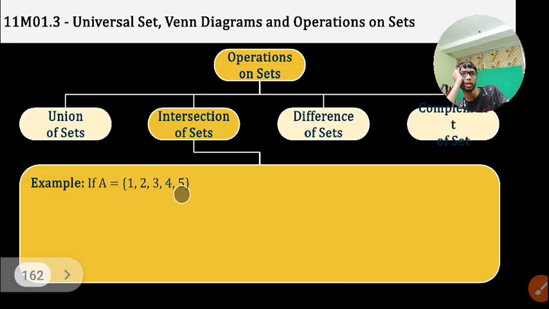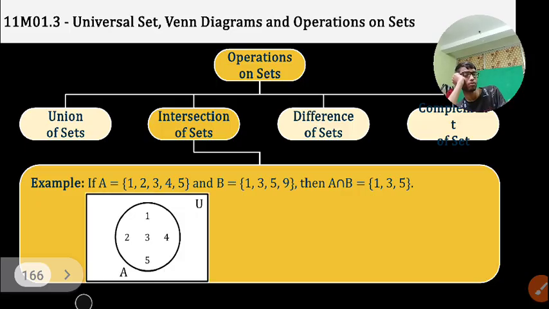Example: if A is this set, with an example we are understanding. In this, what are the common elements in both sets? 1 is also here, 1; 2 is not here; 3, yes; 5. So 1, 3, 5 are the elements which are in both sets. So 1, 3, 5 will be the intersection. We can say that A intersection B is equal to {1, 3, 5}. These are the common elements between these two sets.